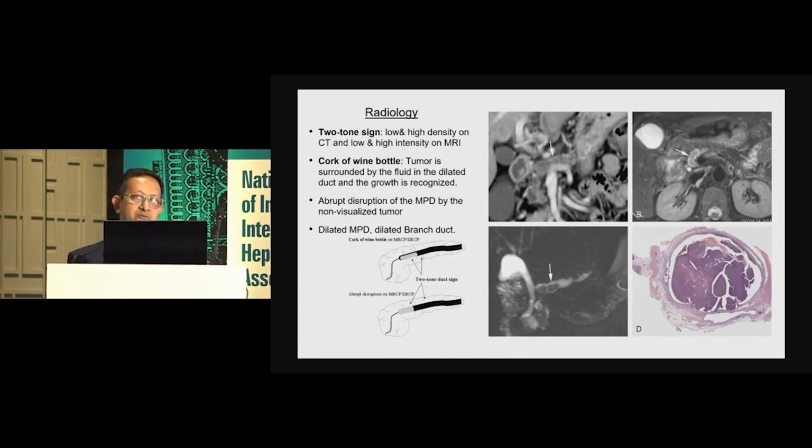In radiology, we find two important signs, that are the two-tone sign and the cork of wine bottle sign. In the cork of wine bottle sign, you can see in image C that the tumor is surrounded by a fluid in the dilated duct, and the growth is recognized there. There is also abrupt disruption of the main pancreatic duct by the non-visualized tumor, and the dilated MPD and dilated branch ducts.